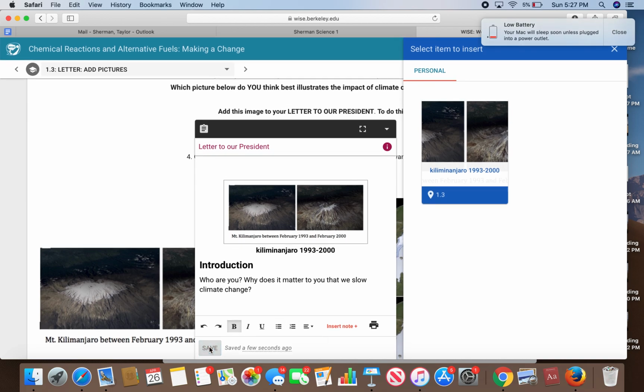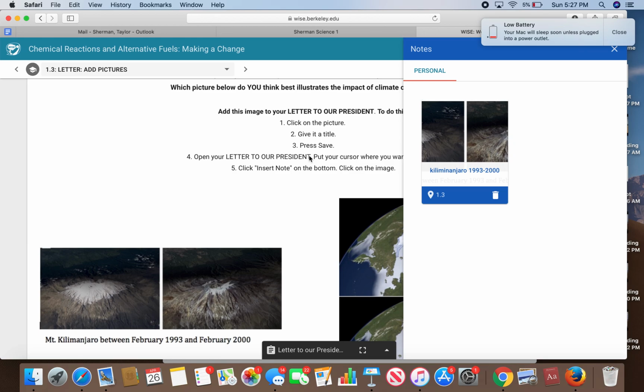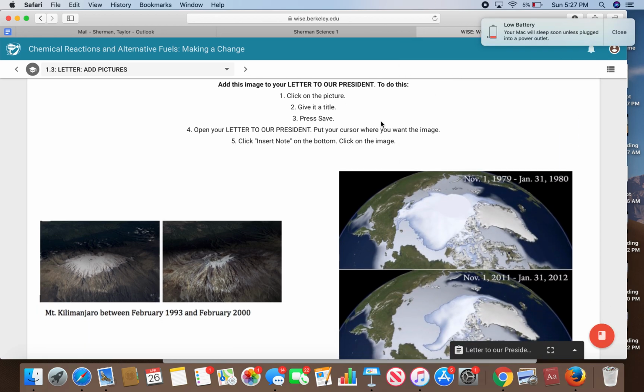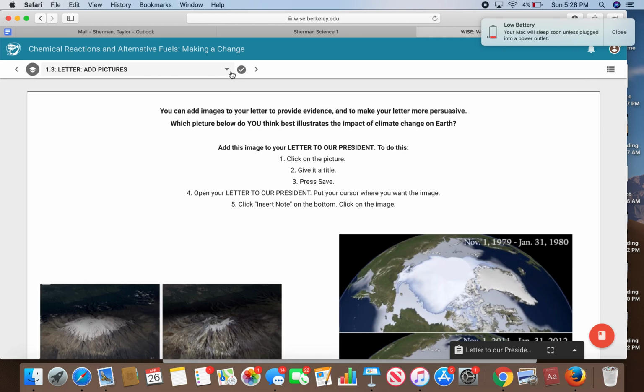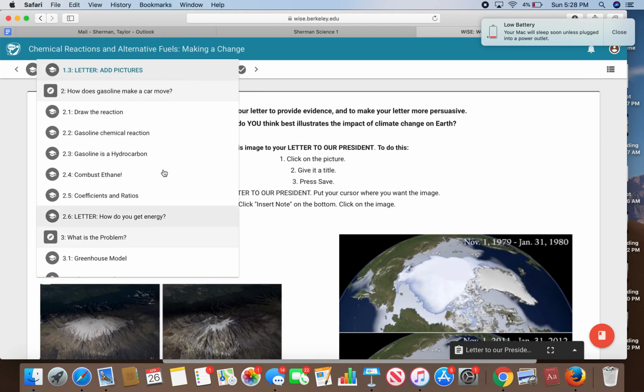So make sure you're following the instructions really precisely, okay, when you're doing this. Otherwise, we're all going to be a little confused. I do know that this is kind of a new thing, so this is just the step-by-step process that I'm taking you guys through. Then once you've added a picture for your letter to the president, you can go ahead and click submit, and then you've completed that assignment. So your check mark pops up again. All right. So very good.